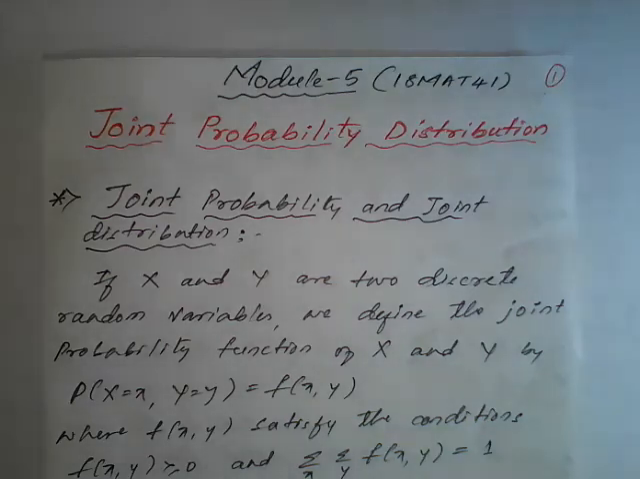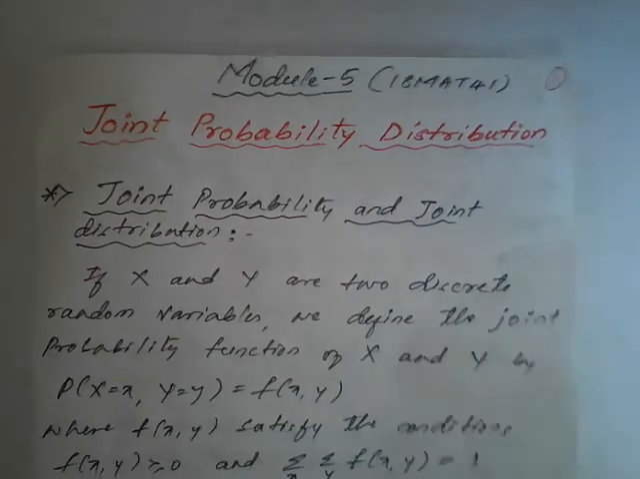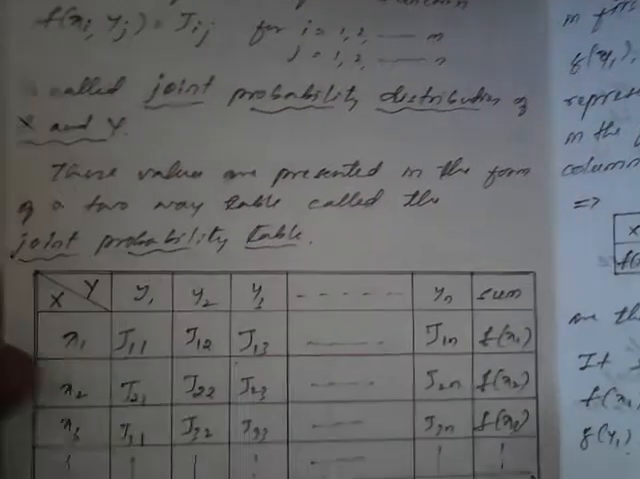Good morning, dear students. In today's class, we'll see the problems based on joint probability distribution. As we know, in the previous lecture, we saw the introduction of joint probability distribution, how it works for more than one variable, or I can say two or more variables, for discrete random variables. Then we saw what the joint probability distribution table is.